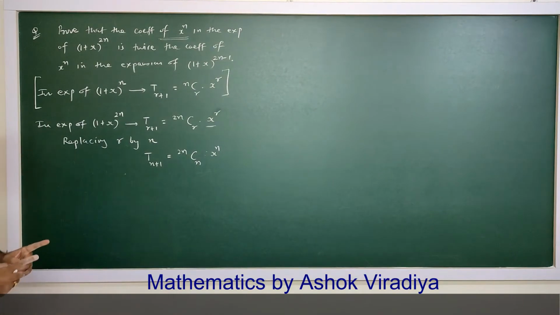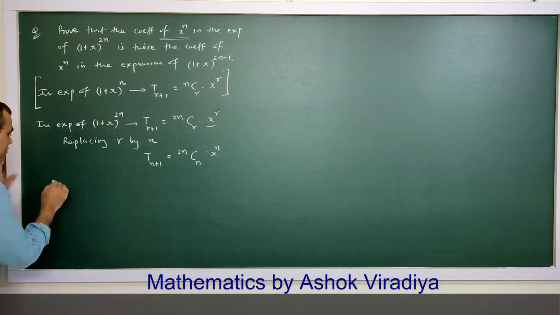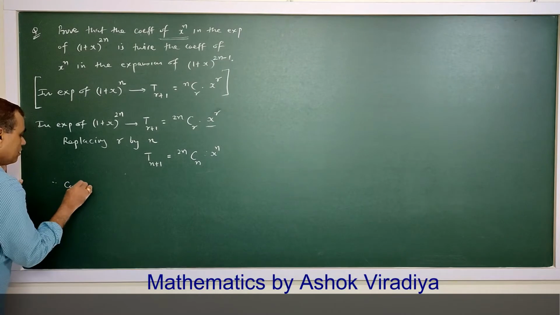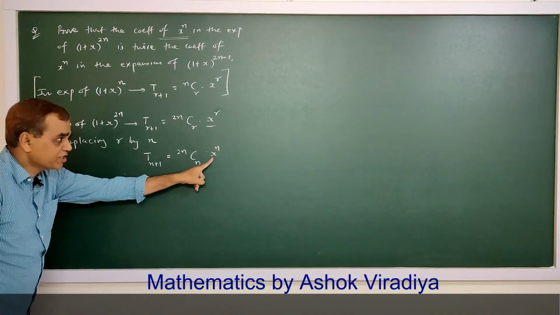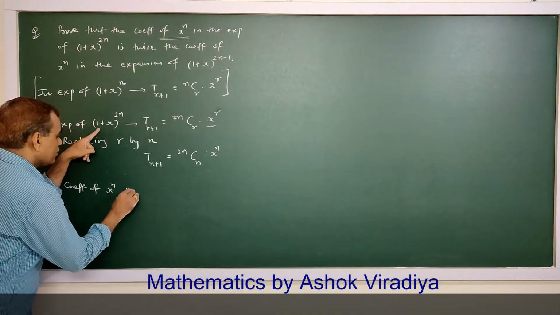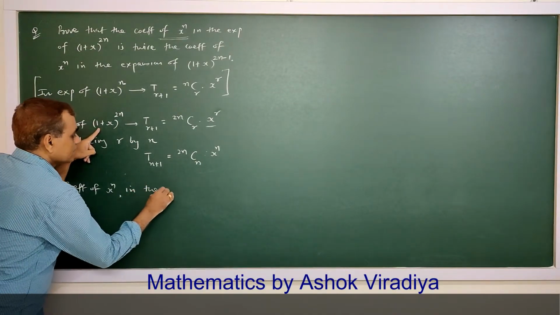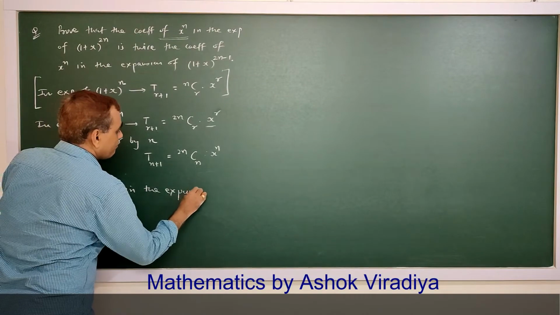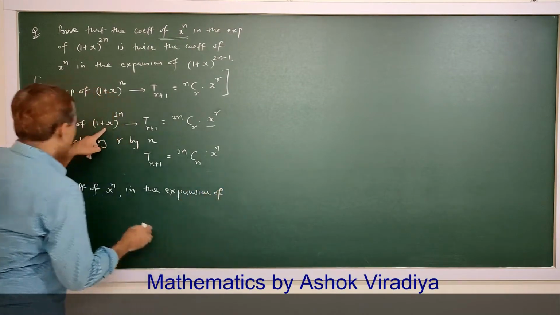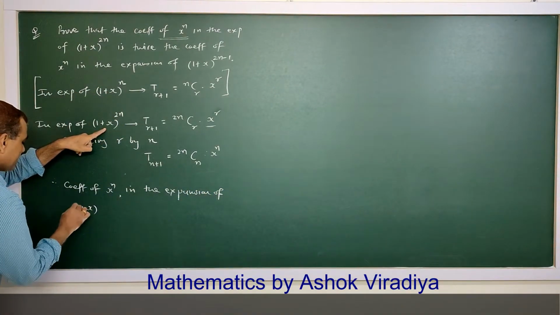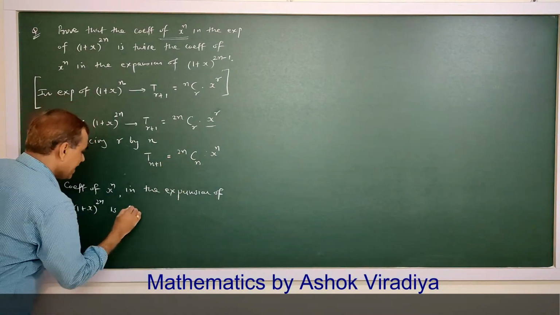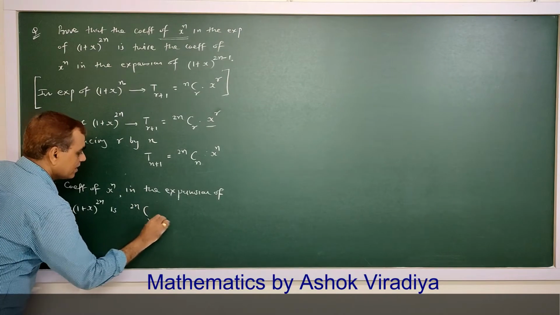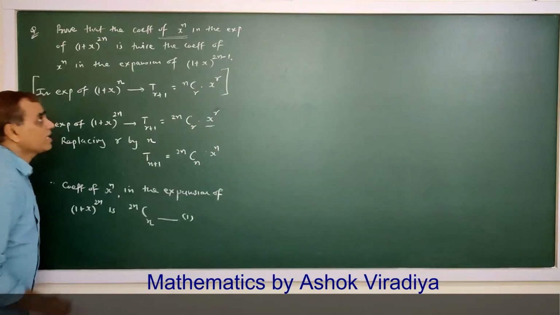So that means, therefore, the coefficient of x raised to n in the expansion of (1 plus x) raised to 2n is 2n cn. Let me say this is result 1.